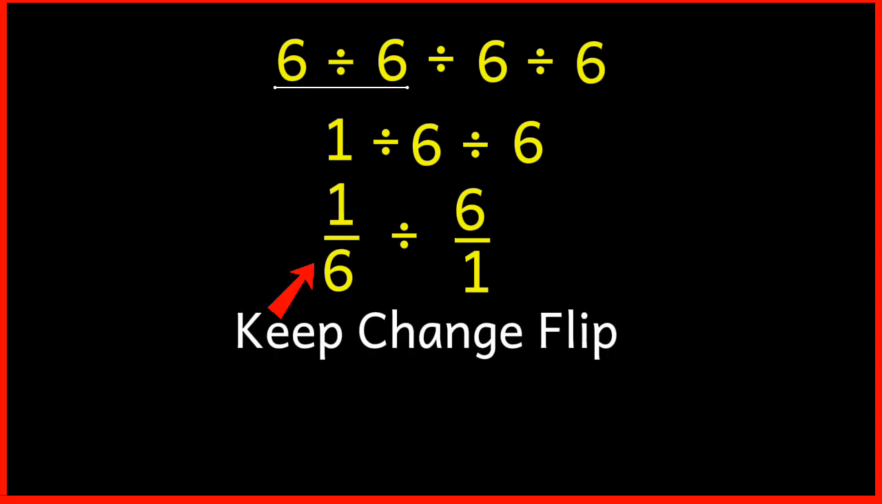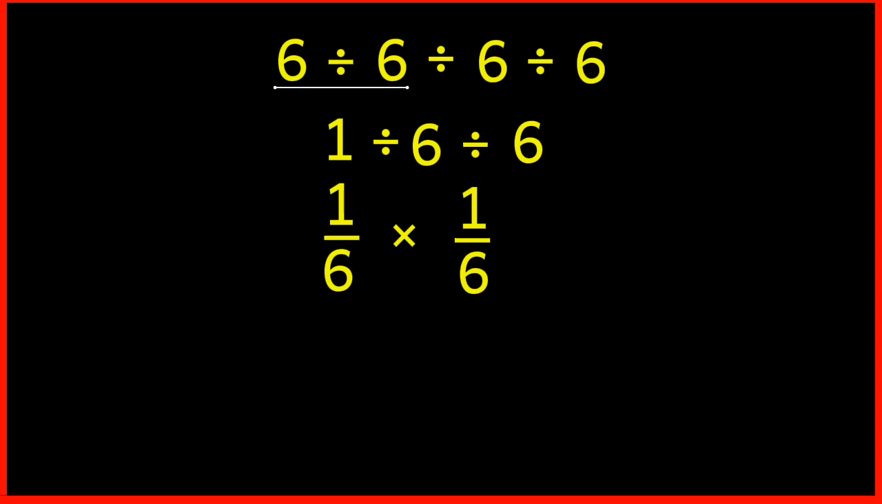Now apply the keep, change, flip rule. Keep the first fraction the same. Change division to multiplication and flip the second fraction. So 6 over 1 becomes 1 over 6. Now we have 1 over 6 multiplied by 1 over 6.